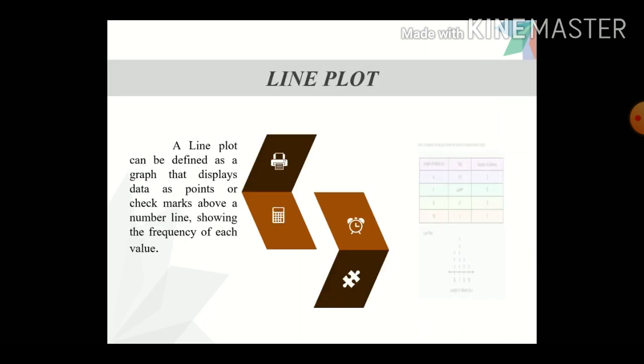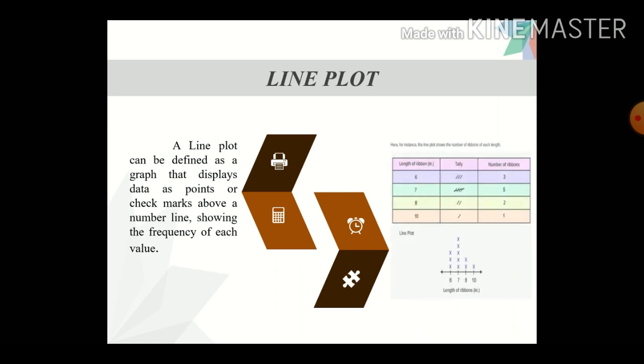Line plot. A line plot can be defined as a graph that displays data as points or check marks above a number line, showing the frequency of each value.